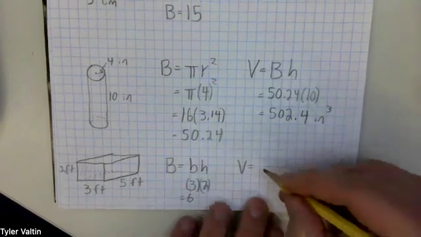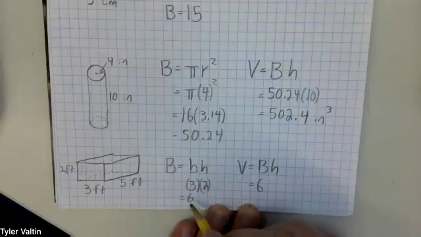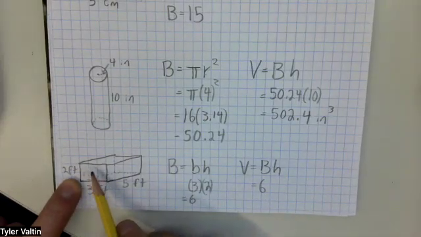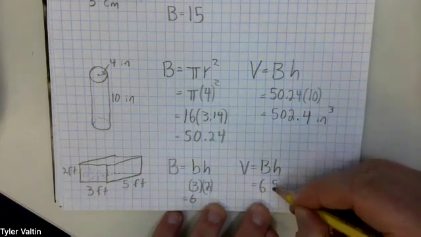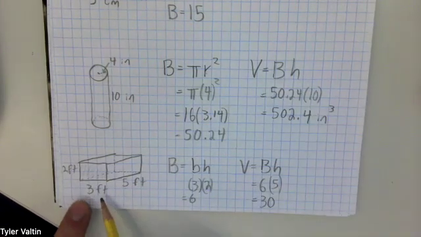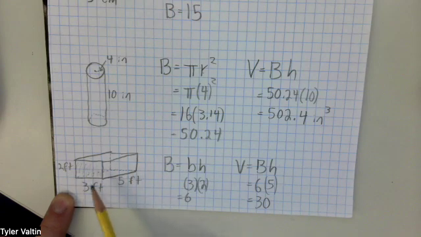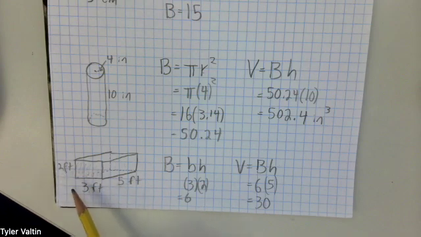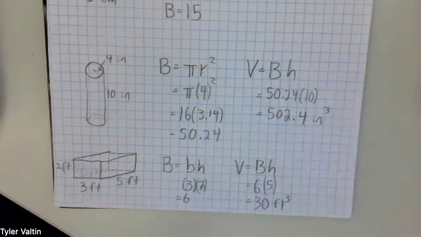Going back to my volume formula, big B times H. Big B is 6. We just figured that out over here. And I'm going to now multiply that by the last dimension that I didn't use, 5, as my height. And that's going to give me 30. For these rectangular prisms, really all we're doing is multiplying each dimension by each other: 2 times 3 times 5, or 5 times 3 times 2. That's a little trick for that one. So this is going to be feet cubed, and we're done.